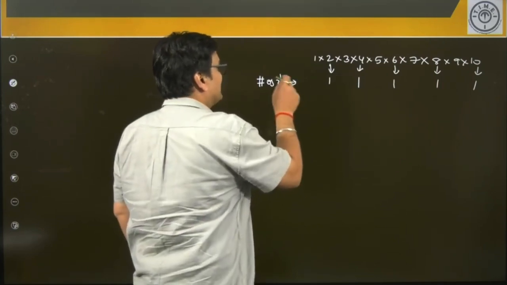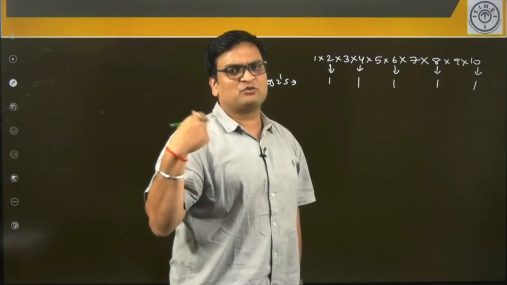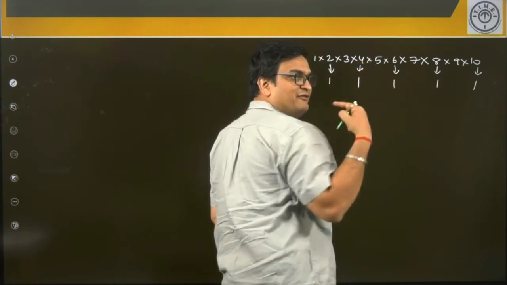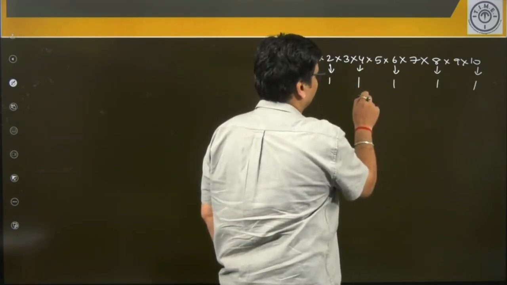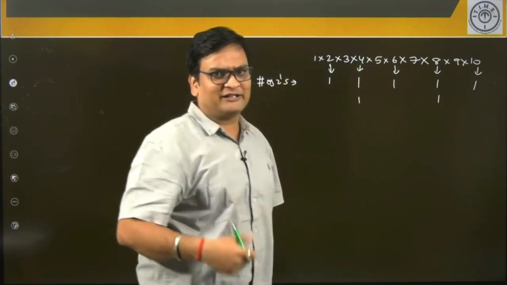Next. Besides 2's, there will be some extra 2's in every 4, right? Because 4 is 2 square. So every fourth number from 4 onwards will have 1 extra 2. So I will have 1 extra 2 here. I will have 1 extra 2 here. That's it. There is no 12th, I need not move forward.